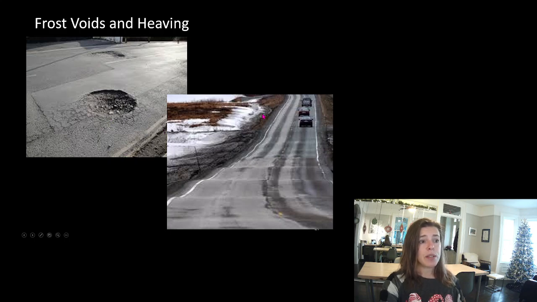So frost voids and heaving. You can see here a good example of ground heaving, where it heaves and moves all of the soil away, and then when the soil melts or the ice melts, it can create a void.